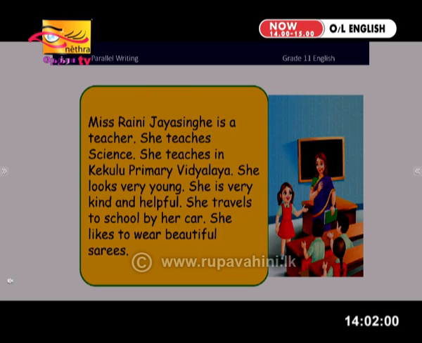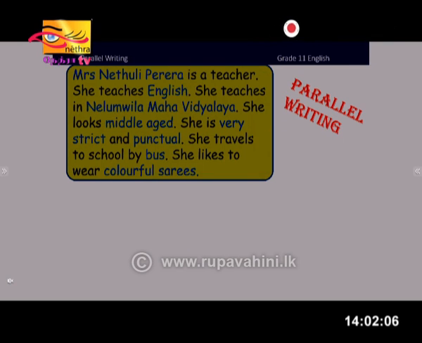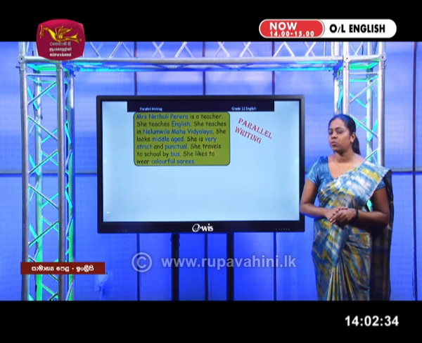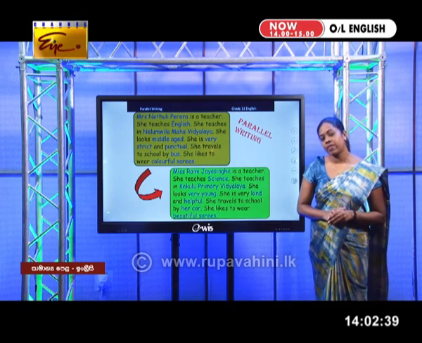Now let's compare both paragraphs. Before that, I want you to focus on what I mentioned earlier, that is parallel writing. Look at this paragraph once again. This is the very first paragraph we read together about Mrs. Nethuli Pereira. When you observe this paragraph on this slide, you can see the color indications. Blue is the content. And the rest of the sentences, we can call it the structure or the layout of the paragraph.